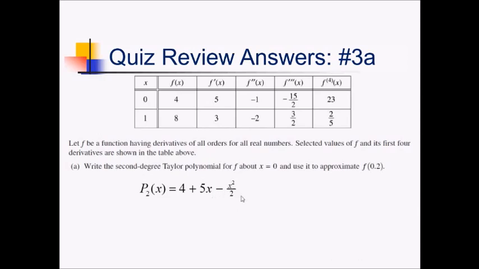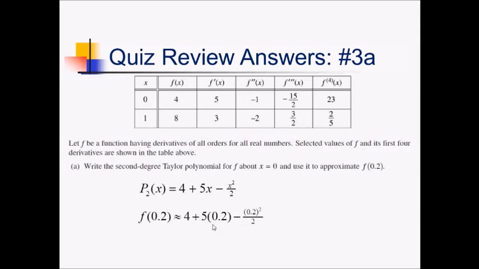We have to actually use this, though, to approximate f of 0.2. So I'm going to write f of 0.2 is approximately equal to p sub 2 of 0.2, which equals 4 plus 5 times 0.2 minus 0.2 squared over 2. Since I've got all constants here, I could actually just stop and call it a day. I don't have to simplify this.